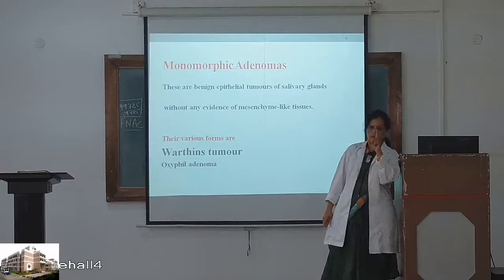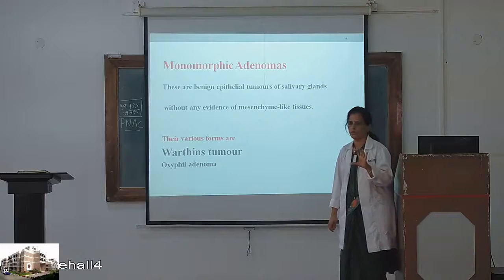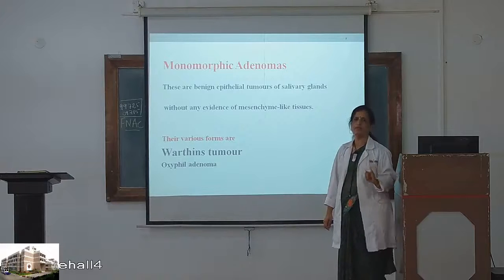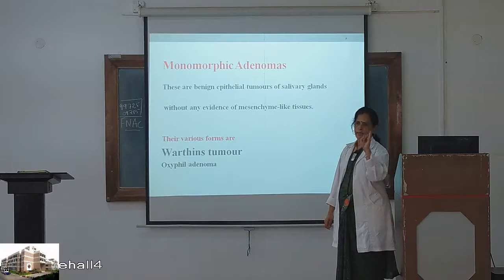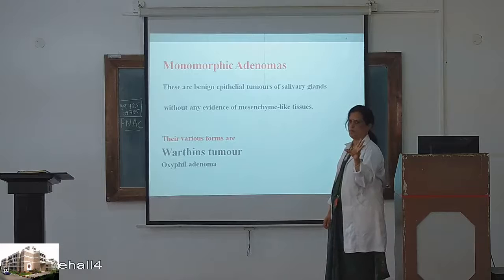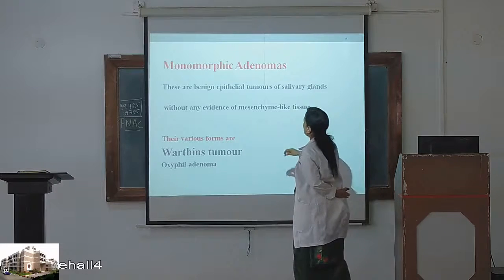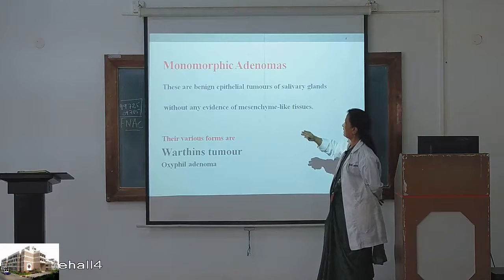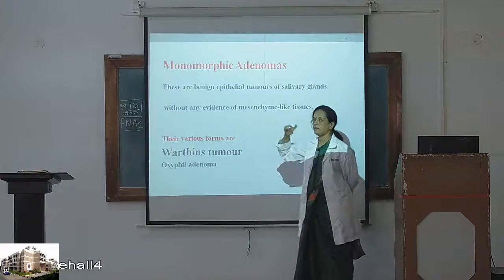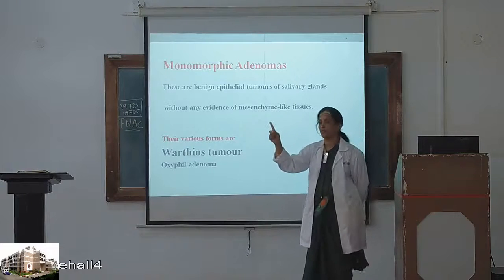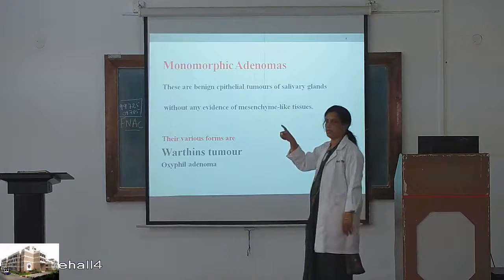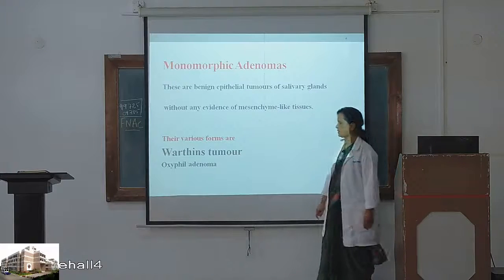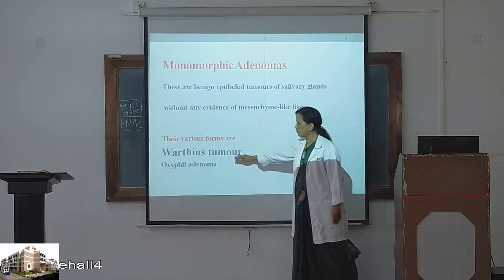Remember the monomorphic adenomas, what were all the tumors I told you? Warthin's tumor, oncocytic adenoma, myoepithelioma, basal cell adenoma. At least 4, remember. So monomorphic adenomas are benign epithelial tumors of the salivary gland. Here, what is lacking? Why do we call that pleomorphic? Because there were mesenchymal elements there. So here, no mesenchymal elements. So we are learning about Warthin's tumor.